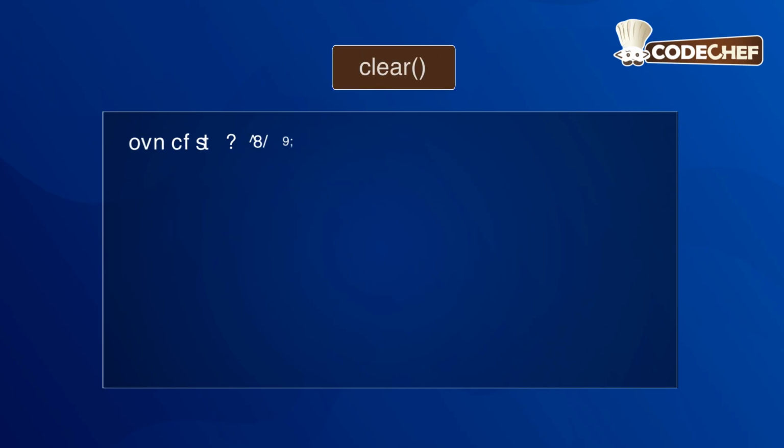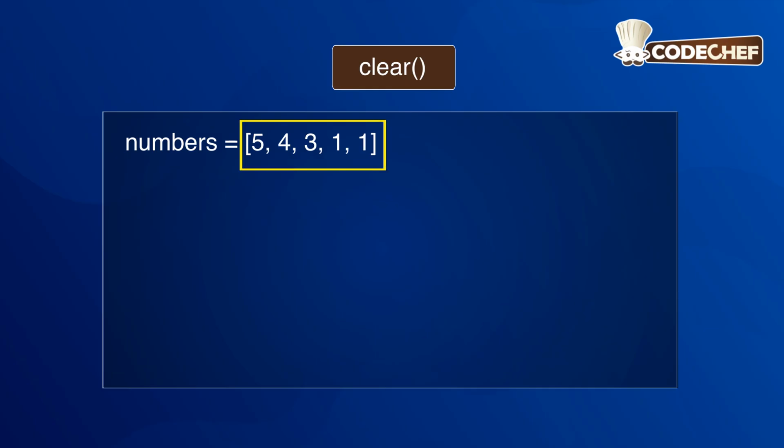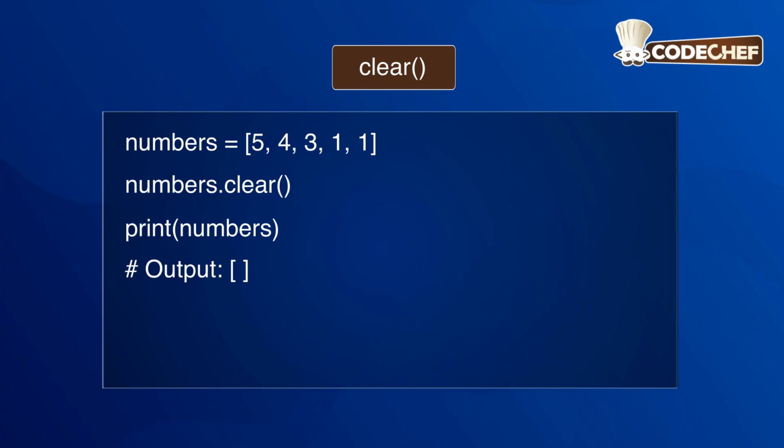The .clear method is used to remove all items from a list, making it empty. It modifies the list in place. In this example, when we call numbers.clear(), Python removes every single item from the numbers list, leaving it completely empty. The list still exists, but its contents are gone.